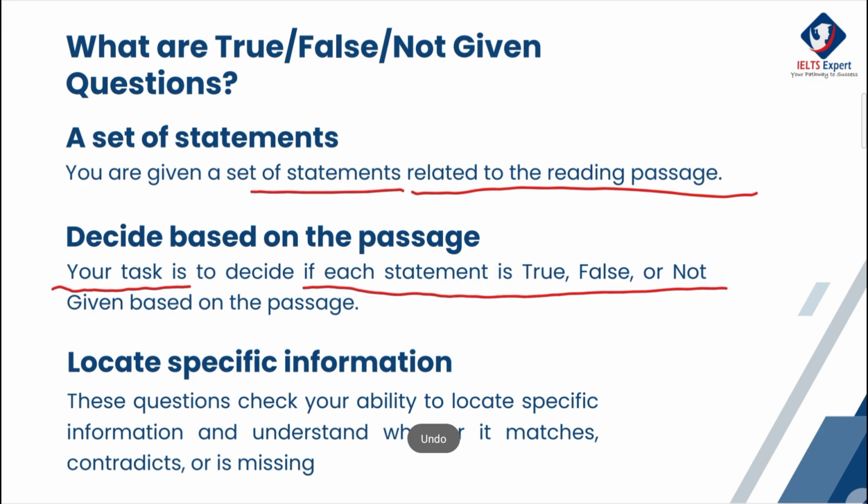So what is the expectation, or what is the purpose of this type of question? You need to locate the specific information, because this type of question is based on factual information. So this is not about the opinions of the author. This is not about the beliefs of someone. This is not about the opinions, beliefs or arguments of a writer. No, this is actually factual information.